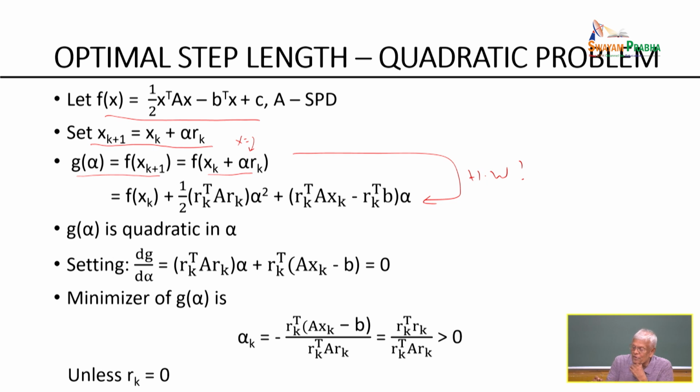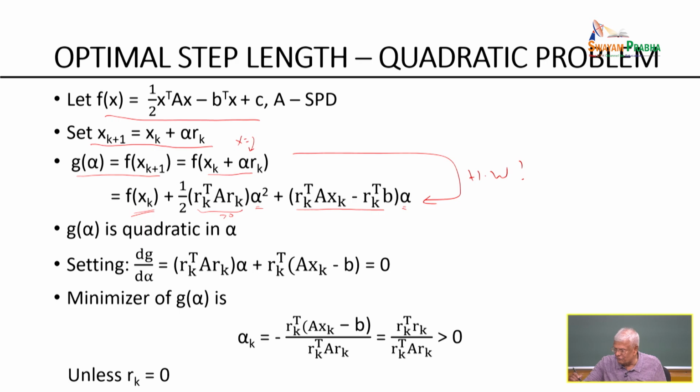Once you verify this, what is that? F of xk, that's a constant. Rk transpose A Rk. Now please remember, A is SPD, so this is a constant that is greater than 0. That's a quadratic term in alpha. These are the two terms that can be positive or negative, I don't care. This is the linear term in alpha. So what does this tell you?